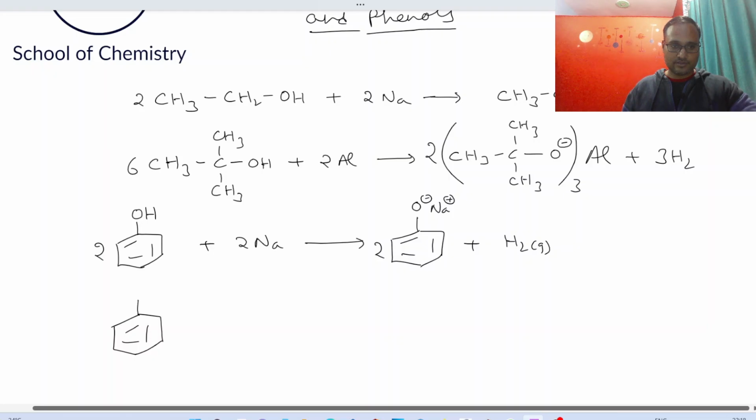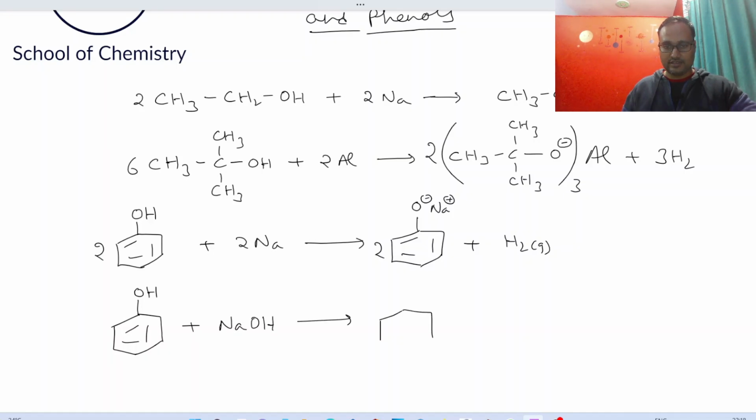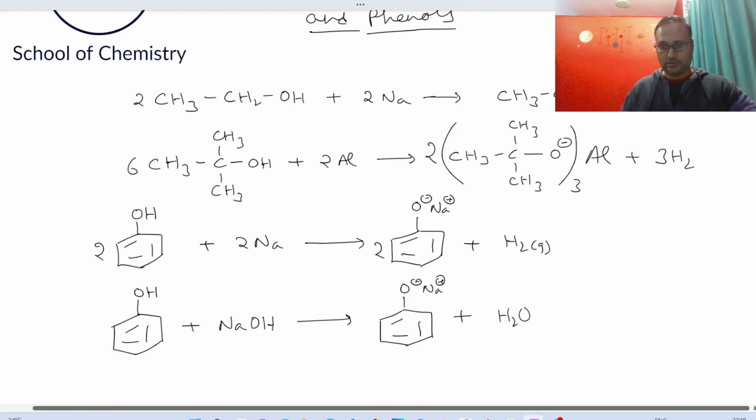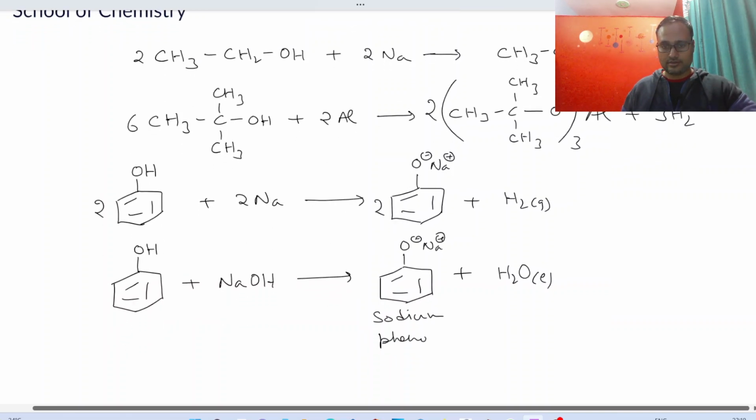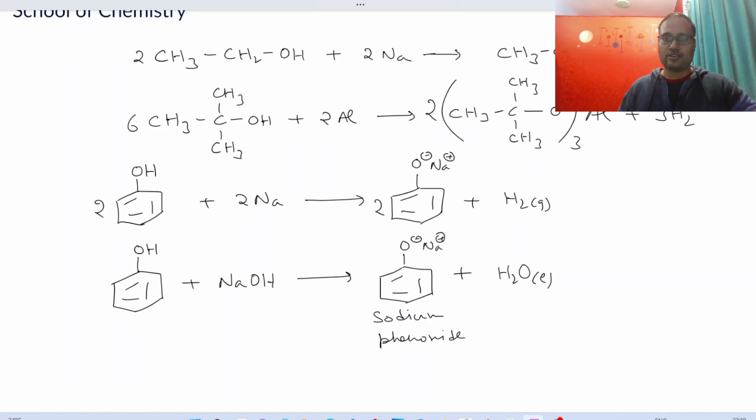Similar type of reaction is shown by phenol when it reacts with a strong base like sodium hydroxide. In that case, phenol reacts with sodium hydroxide to form sodium phenoxide with the formation of water. So this is the salt plus the formation of water. This one is sodium phenoxide. So these reactions show the acidic nature of alcohol and phenol.